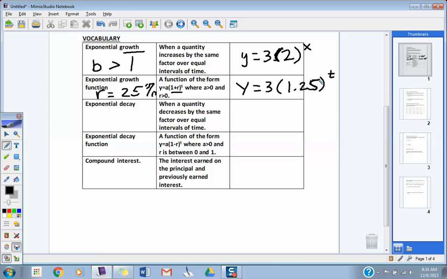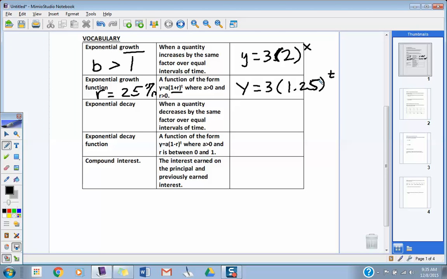When I take 1 plus 0.25, is that greater than 1? So this has to represent exponential growth. You bet. Exponential growth there. Okay? Well, we talk about growth, decay is just the opposite. Instead of increasing, it does what? Yeah, it's when a quantity decreases by the same factor over equal intervals of time.